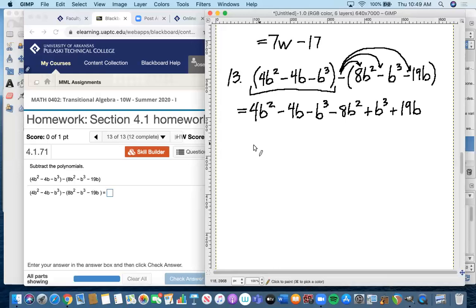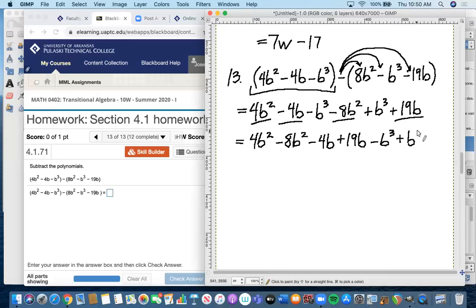Now I'm going to write my like terms next to each other. My b squared terms: I've got 4b squared and minus 8b squared. I've got minus 4b and then plus 19b. Let me mark the ones I've done. What's left is minus b to the third plus b to the third. Now I've got all the terms taken care of.